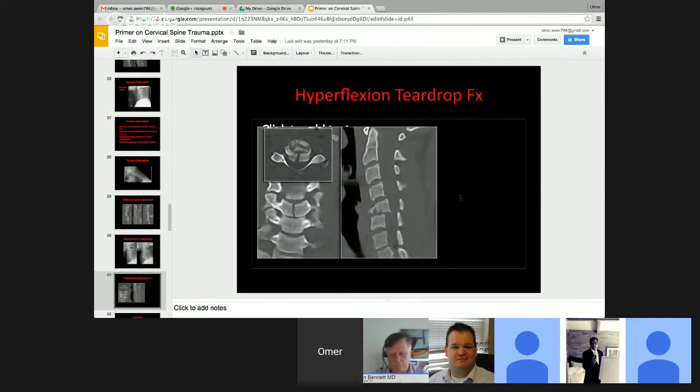And the hyperflexion teardrop fracture is probably the most severe form of spinal injury one can have. Typically, this happens at the C5, C6 level, but not always. You usually have an anterior-inferior teardrop fracture fragment from the vertebral body, as we see here, and then we also see retropulsion of the vertebral body into the canal, resulting in moderate to severe canal narrowing. So this involves all 3 columns, right? It involves the anterior longitudinal ligament, posterior longitudinal ligament, and the posterior ligamentous complex is disrupted as well. So this is an extremely unstable injury.